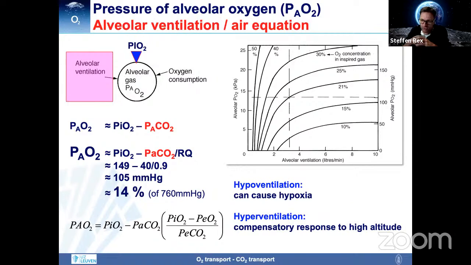So the patient starts to hypoventilate. Even with 100% oxygen, he will become hypoxic. Why? Because due to the hypoventilation, a lot of CO2 accumulates in the alveoli, and this dilutes the incoming oxygen more. That means it causes hypoxia. On the other hand, what people are doing in high altitudes is that they start to hyperventilate in a compensatory response, just to get rid of the CO2 in the alveoli and to have less dilution of the oxygen.